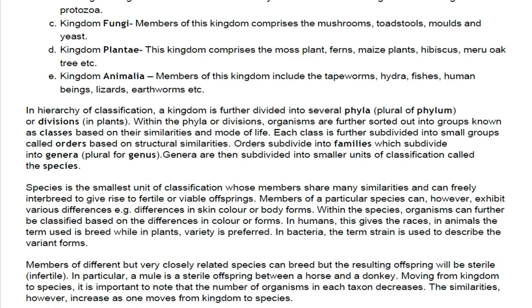D. Kingdom Plantae. This kingdom comprises the moss plant, ferns, maize plants, hibiscus, oak tree, etc. E. Kingdom Animalia. Members of this kingdom include the tapeworms, hydra, fishes, human beings, lizards, earthworms, etc.